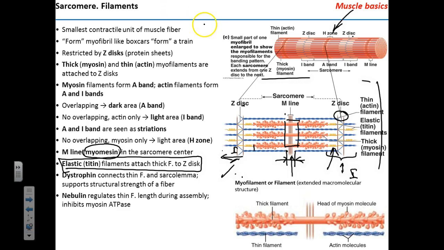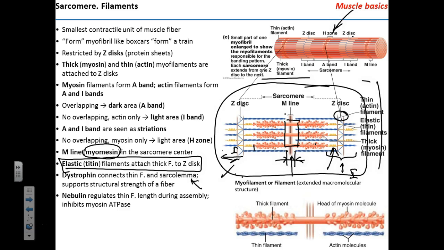Now, different filaments of the sarcomere are attached to the membrane of the muscle cell, to the sarcolemma. This attachment is provided by the protein called dystrophin. And as you can guess, in a condition called muscular dystrophy, this protein is destroyed. So the integrity of the muscle fiber is altered.